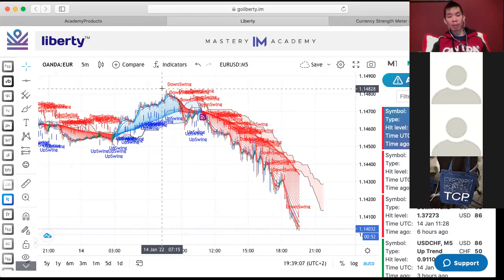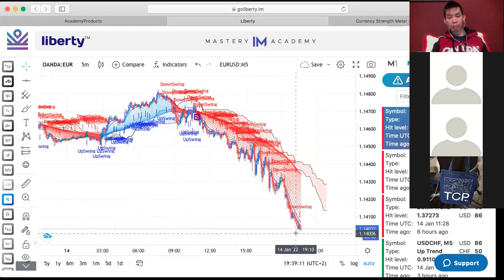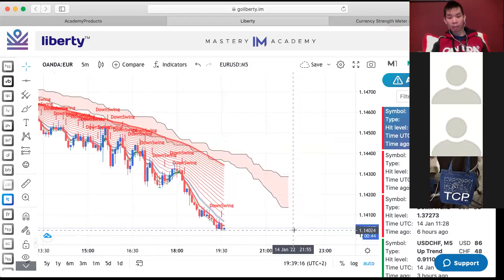1.14828 is going to be your high. And let me just zoom in here. Sorry, guys. Around here, 1.14048 is going to be your support. So they are forecasting to about here, so about another 2 hours, that it's going to continue going down.